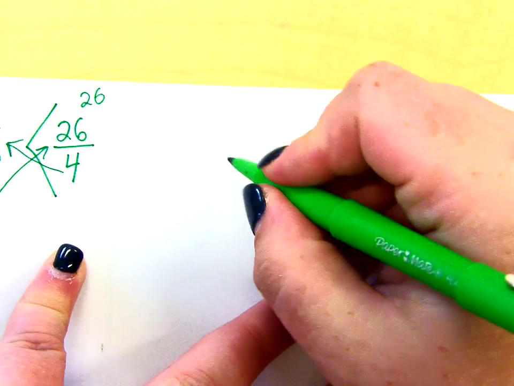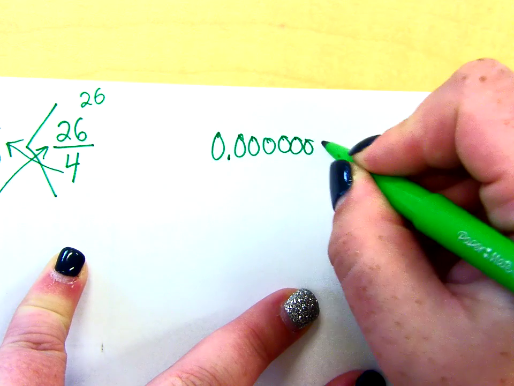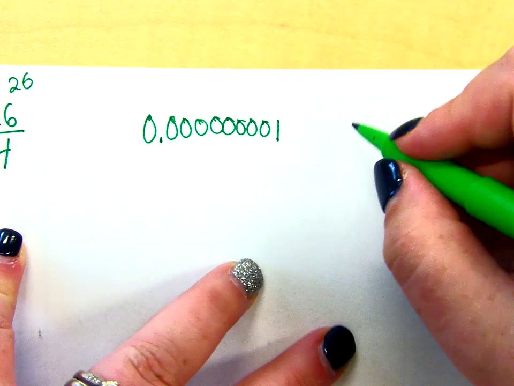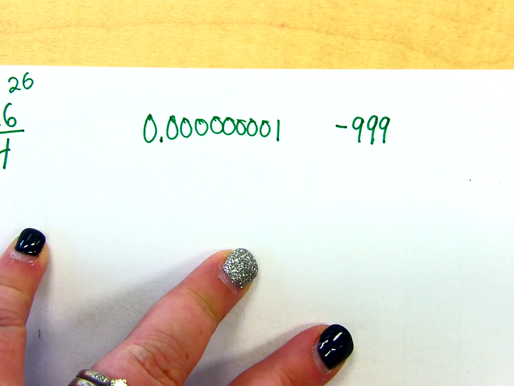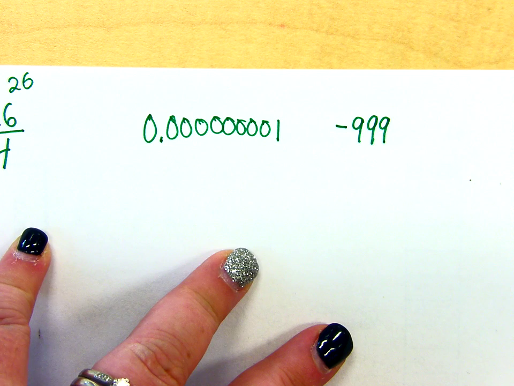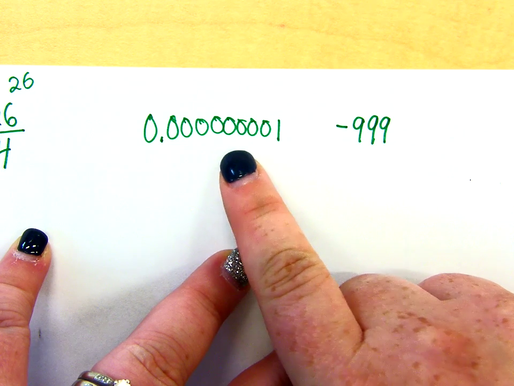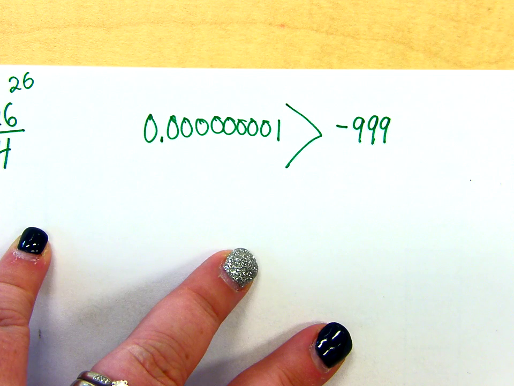What if you had this? Tiny number. And I asked you to compare it to this number. Probably bigger. Exactly. Any positive number. I don't care how tiny the positive number is. It's automatically bigger than any negative number. That's it.